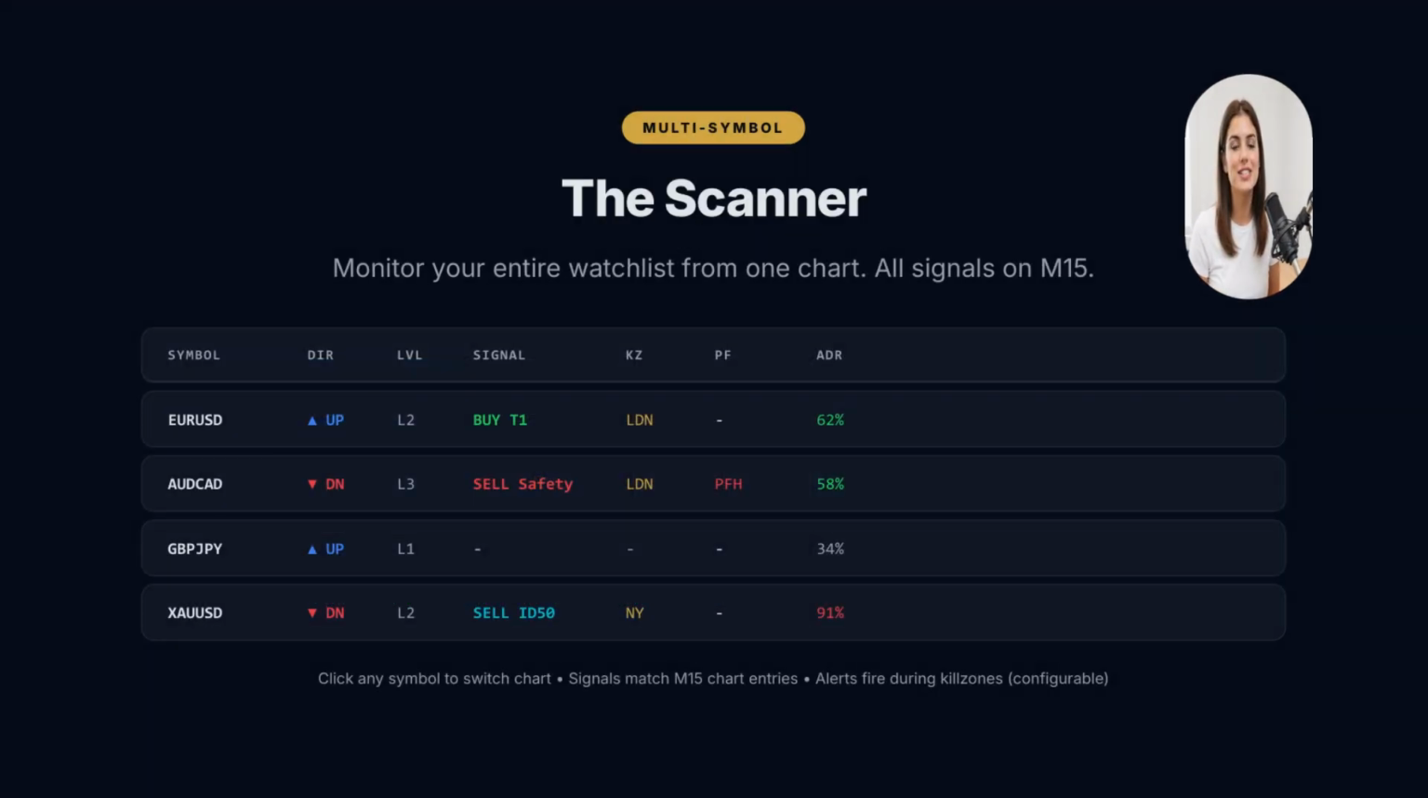The scanner monitors your entire watch list from a single chart. Each symbol shows its level, direction, signal status, kill zone activity, and peak formation state. Signals are now fully M15, matching the chart entry system. Click any symbol to switch your chart to that pair instantly.